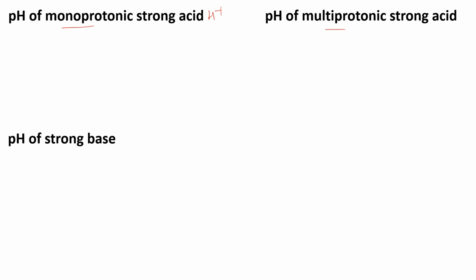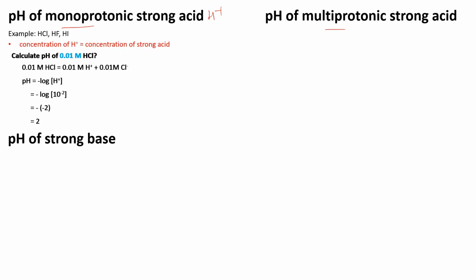Now how we will calculate the pH of a monoprotonic strong acid? The examples of monoprotonic strong acid are HCl, HBr and HI. It is a strong acid. That means there will be complete dissociation. So complete dissociation means the concentration of H plus is equal to the concentration of strong acid. Clear? Now if anybody asks you to calculate the pH of 0.01 molar HCl, how we will find?